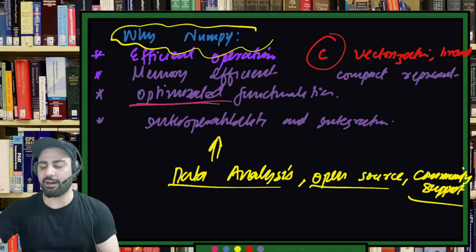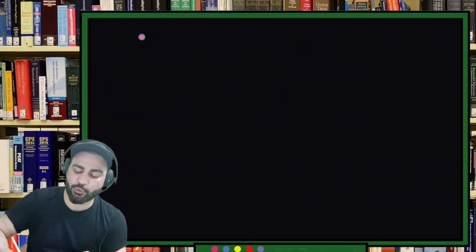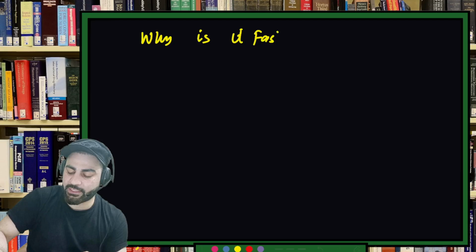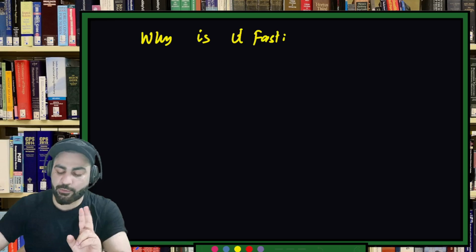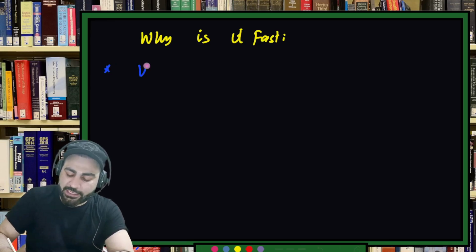Now the question is, why is it fast? Just some background covering. There are two main reasons why it is fast. The first thing is called vectorization.